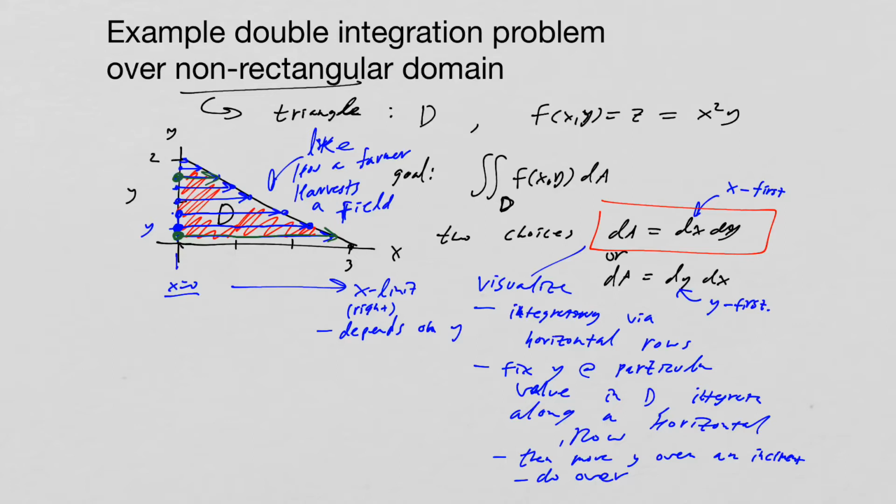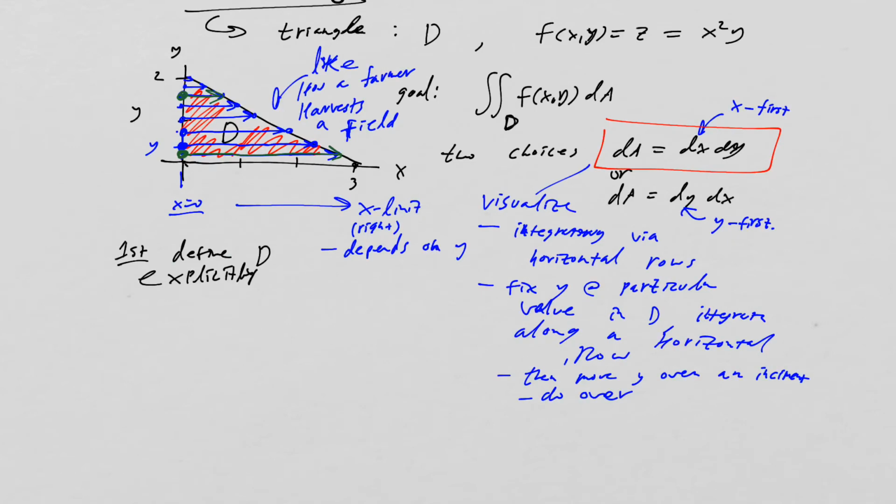What we have to figure out first, and I always like doing this, is to define D explicitly. In fact, on my exams, I typically ask students to do this. I find that if students get good at defining D explicitly, then everything thereafter will be easier to do. This is usually the crux of double integration.